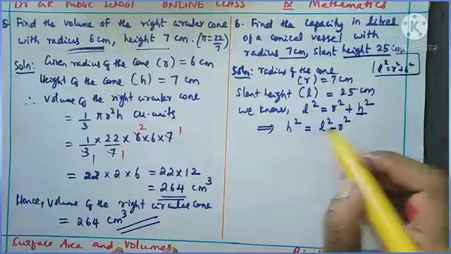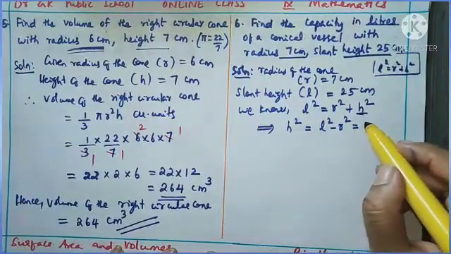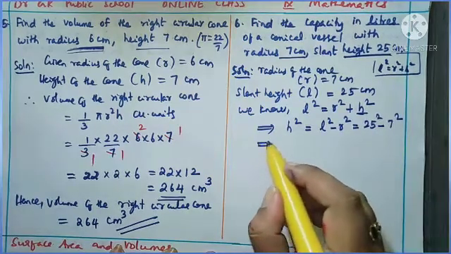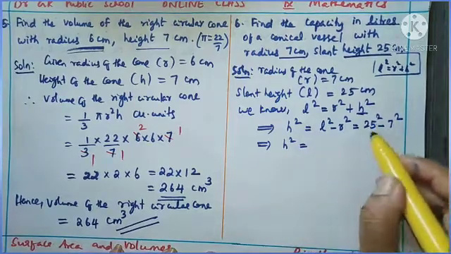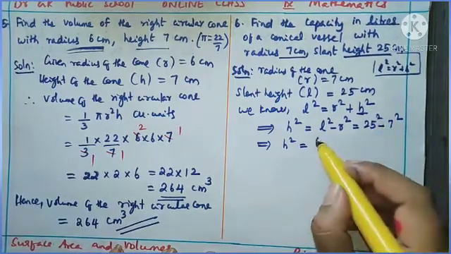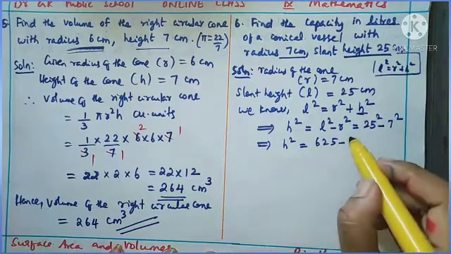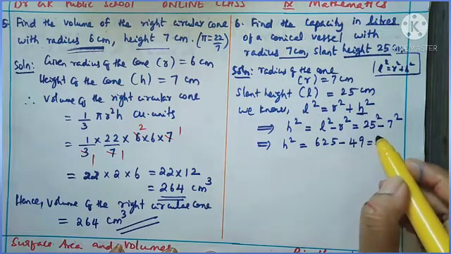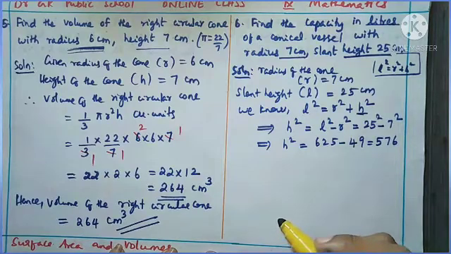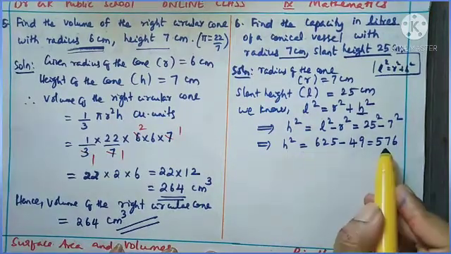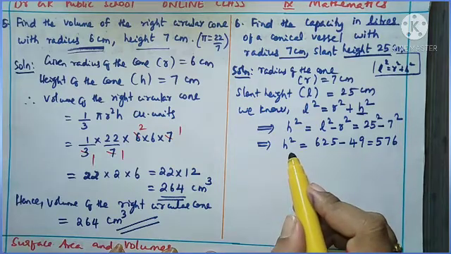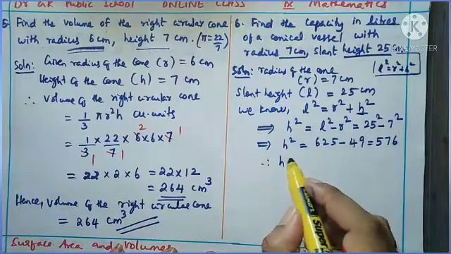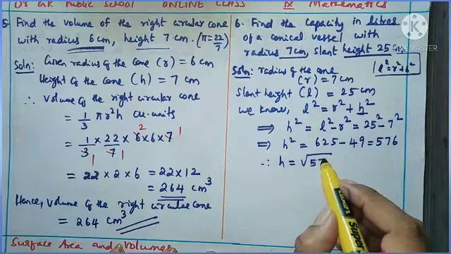Okay, now we can put the values. l square is 25 square minus r square is 7 square. So that implies h square is equal to, what is 25 square? Yes, 625 minus 7 square is 49. So 625 minus 49, you will get 576. Understand? So h square we got 576. So what is h? Yes, find the square root of 576.